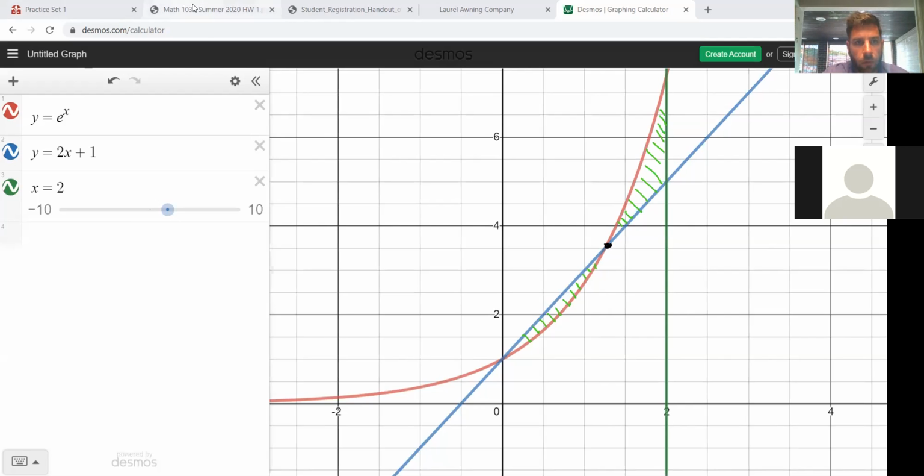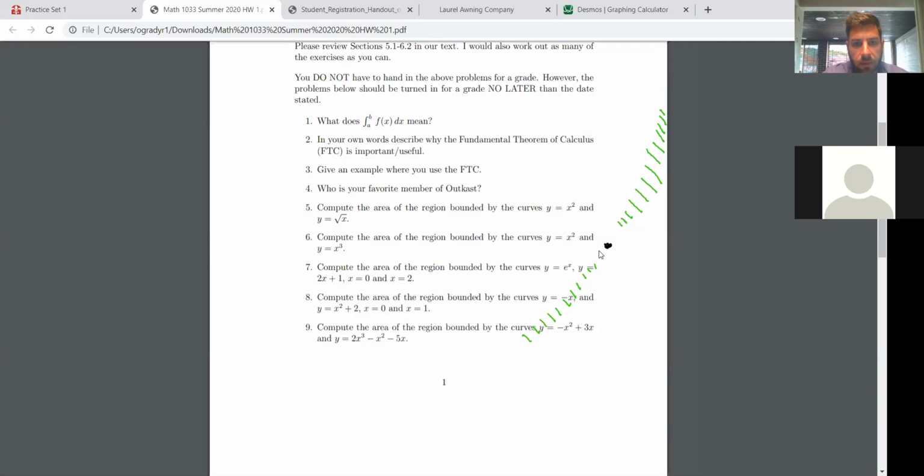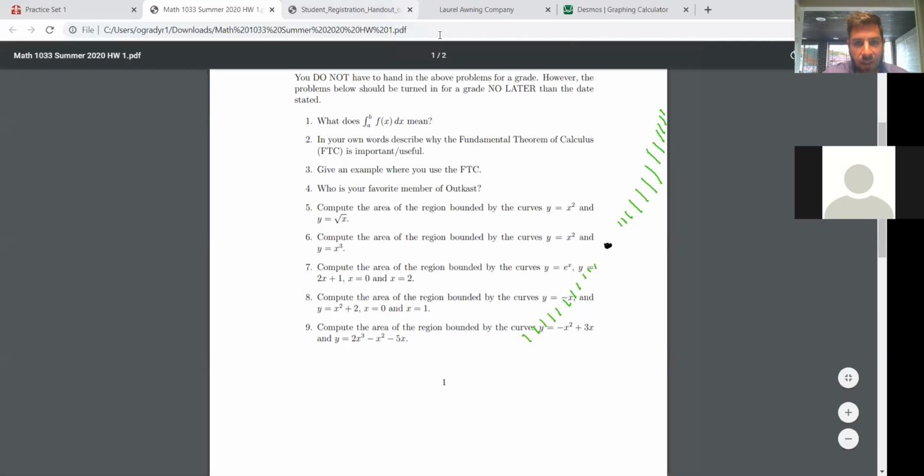Yep. I was using the Desmos, and you can see where they intersect. My question was how do you just do it precisely? That's what makes this problem challenging. So let's look at that.